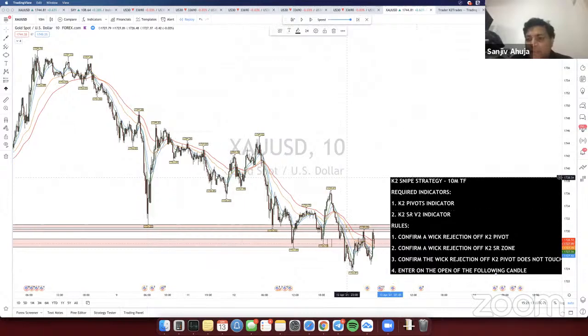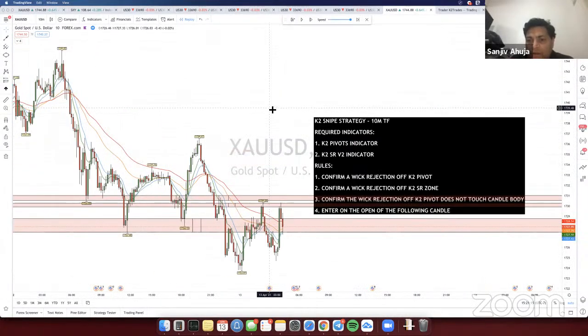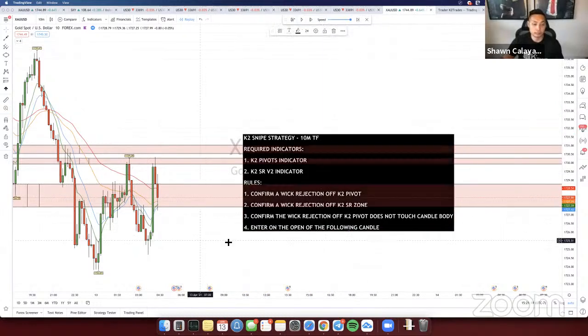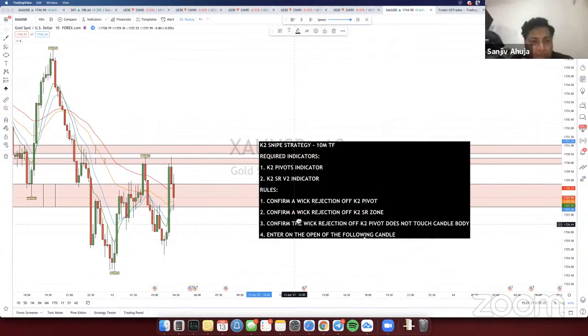Now, when we say wick rejection of K2 pivot, which pivot? 1, 2, 3, 4. Which one do we talk generally, or any? It could be any. Yeah, it could be any pivot. What you're looking for is the farthest pivot.